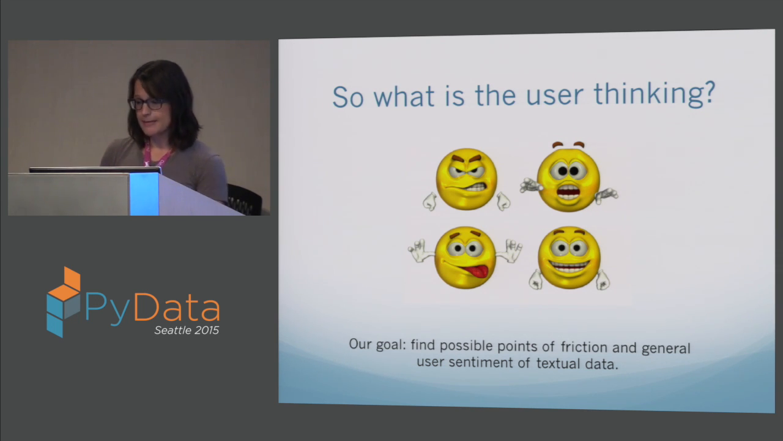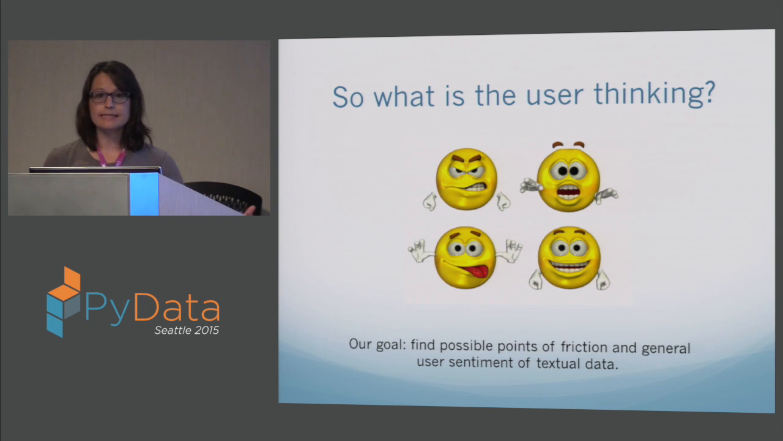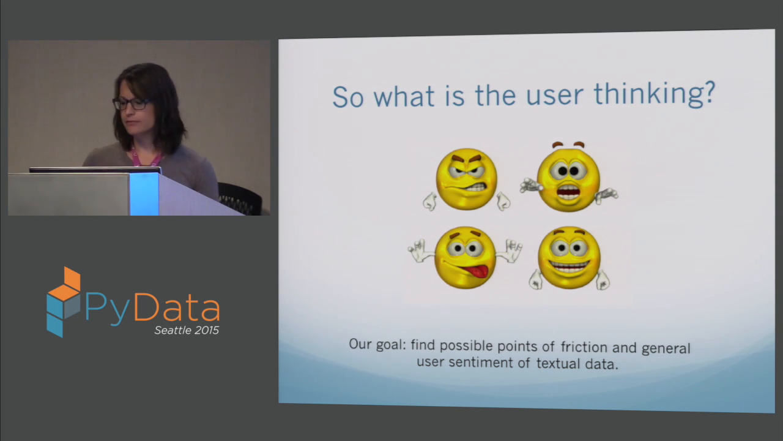So what is the user thinking? Are they happy, sad, super pissed off? We should really find out, don't you think? I'd like to know what my users are thinking about my product. So our goal is to find possible points of friction and general user sentiment of textual data.